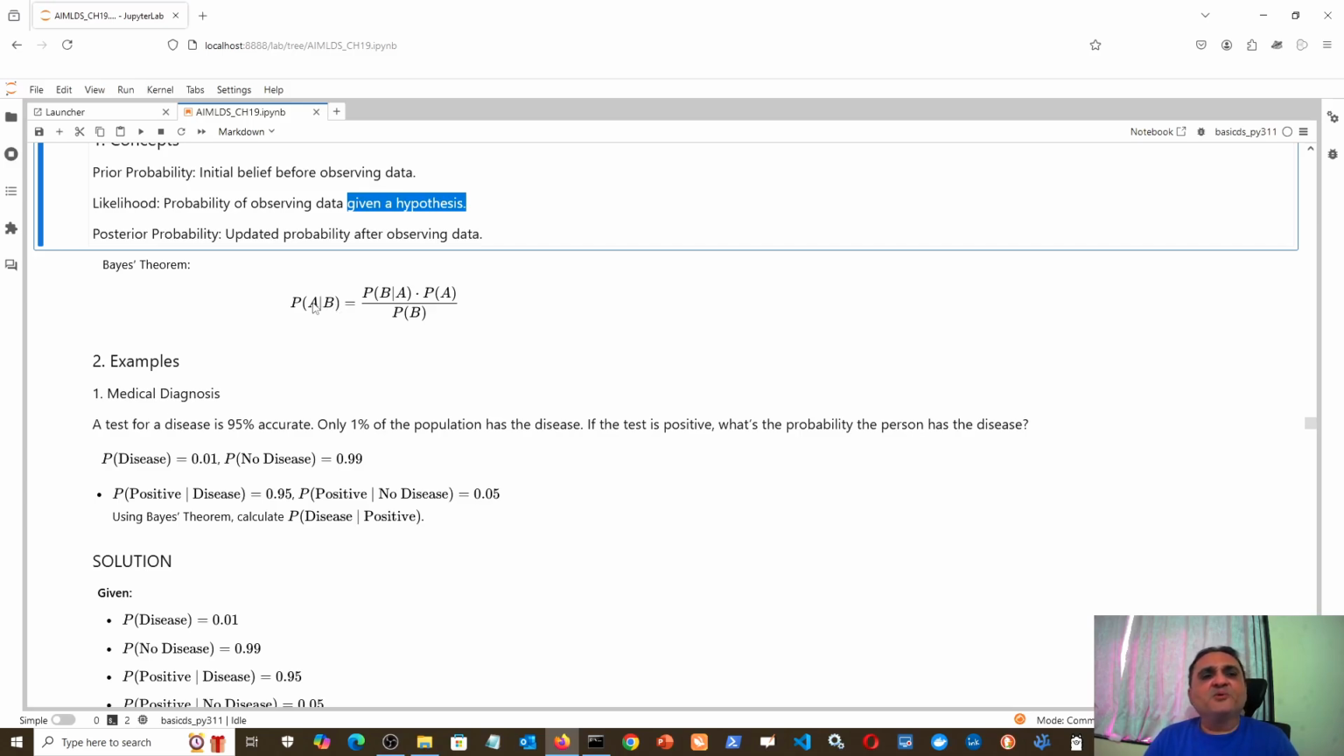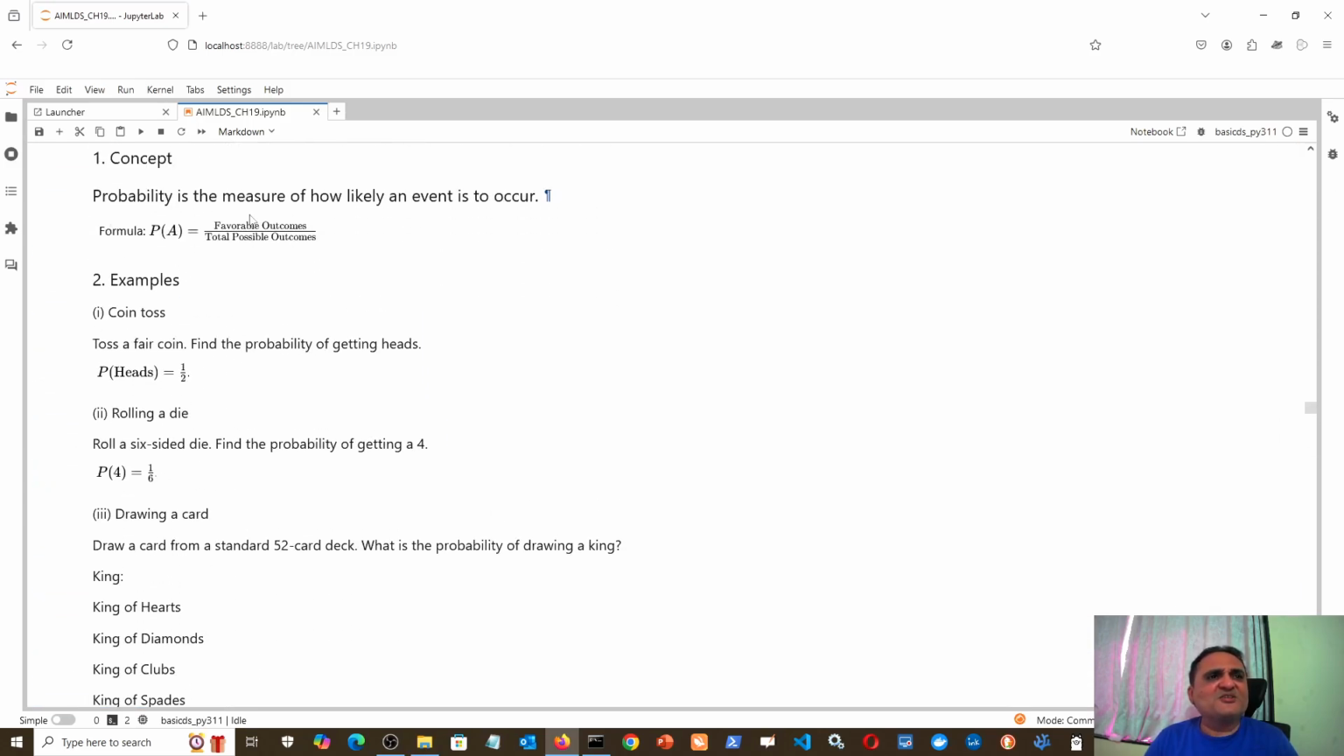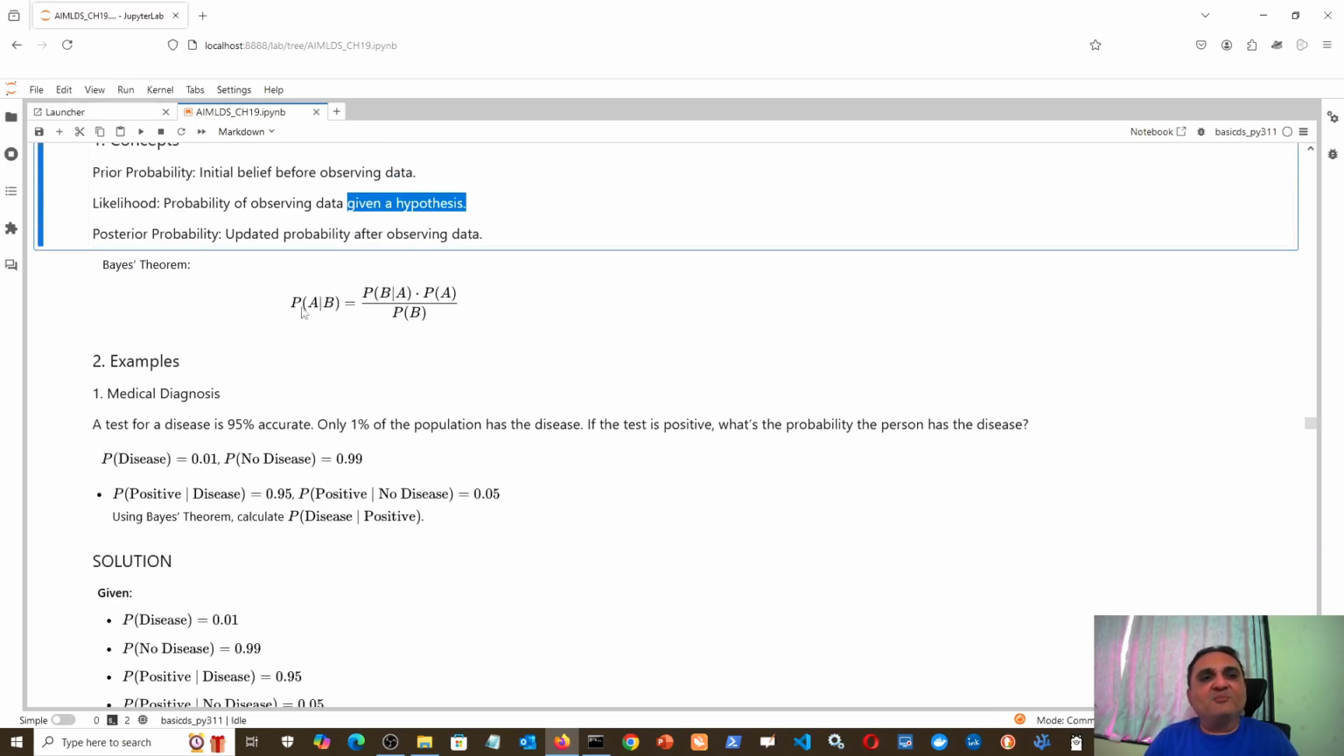So the probability of A given B is equal to, this theorem says that if you can't find this, then instead find the probability of B given A multiplied by probability of A. Now that is simple probability, and that is always easiest to find: favorable outcomes divided by total possible outcomes. So if you can't find probability of A given B, then find probability of B given A and multiply it by probability of A divided by probability of B. Is it clear? Okay, so that will give me probability of A given B, right?